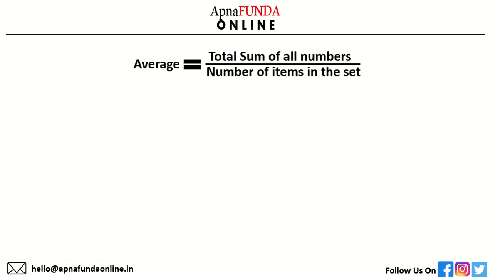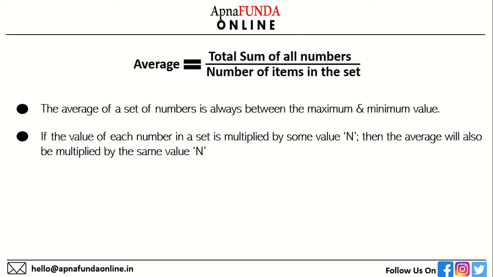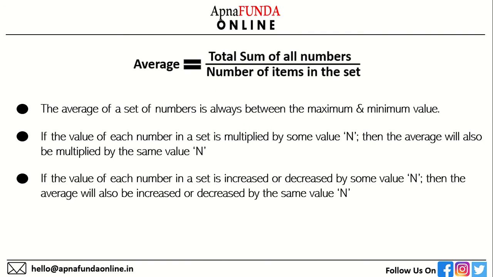There are certain features of average which I want you to keep in mind and ensure that you agree and understand these characteristics. You will be crystal clear about these features when we start solving questions from our third video. The average of a set of numbers is always between the maximum and minimum value. If the value of each number in a set is multiplied by some value n, then the average will also be multiplied by the same value n. If the value of each number in a set is increased or decreased by some value n, then the average will also be increased or decreased by the same value n.